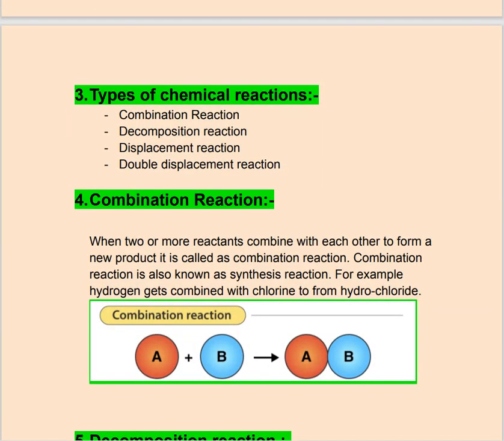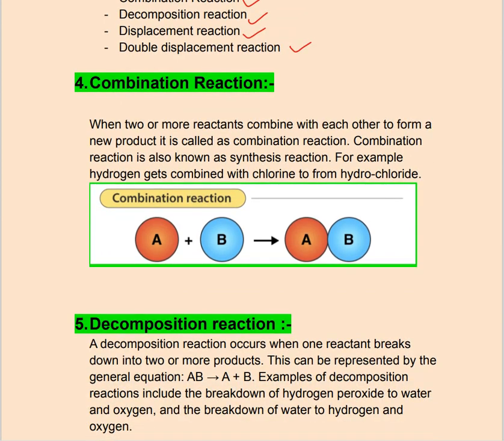Next, types of chemical reaction. First of all, combination, decomposition, displacement, and double displacement. Combination reaction, when two reactants combine with each other to give the product. You can see here A and B combining to give the product AB. Example, hydrogen gets combined with chlorine to form hydrogen chloride.